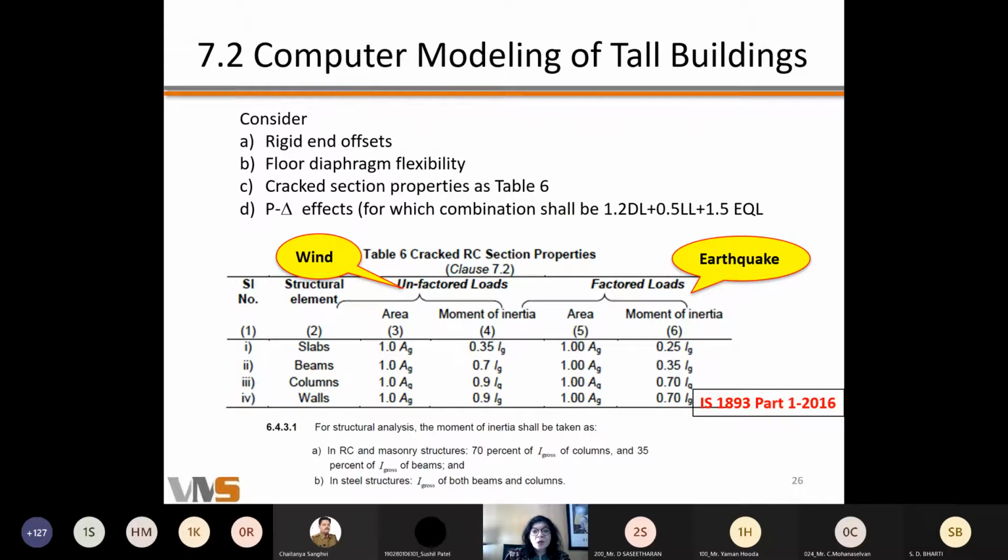Okay. So then, and also, as I told you, there are cracked section properties which have been given for both ultimate and for serviceability, that is for wind and for earthquake. So you can see that whatever is given on the right hand side, which is for earthquake, 0.25, 0.35, 0.7, 0.7 for slabs, beams, columns, and walls respectively. In the serviceability, it will obviously be relaxed, because you are not going to the ultimate, you're not cracking your building as much, right? But you can't design it for the full IGROS, which is what people did until this code came in.